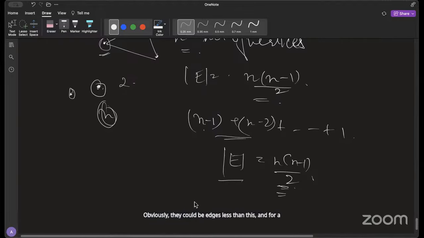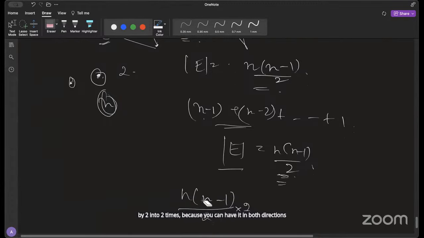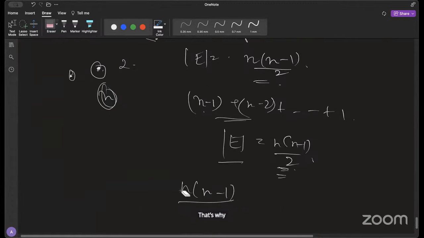And for a directed graph, it is n(n minus 1) by 2 into 2, because you can have edges in both directions, right? That's why you should have n(n minus 1) number of edges.